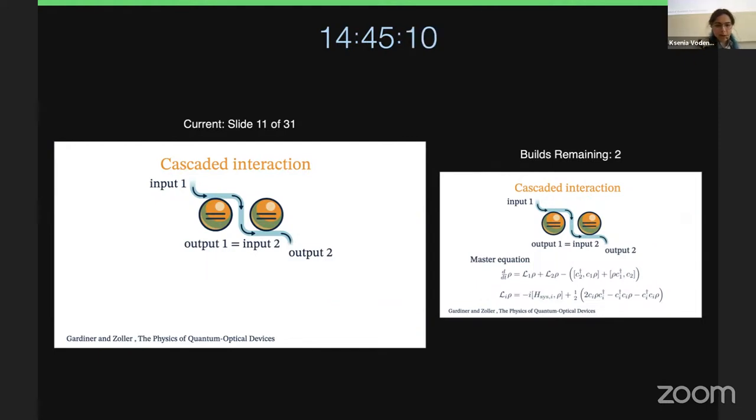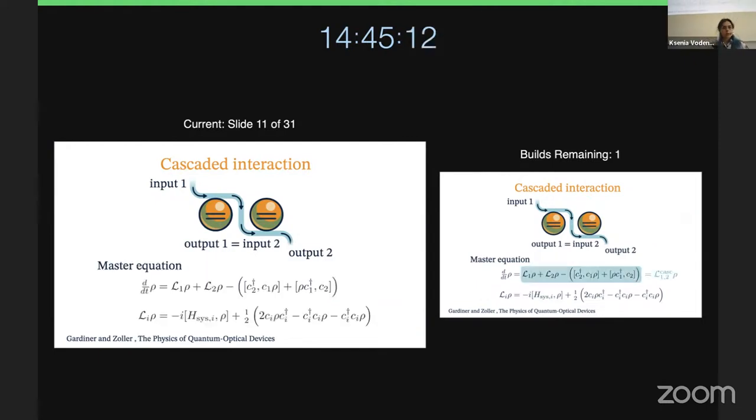And the nice thing about it is that we can write a master equation. Here, the first two terms in the master equation are just local terms for each atom, 1 and 2.